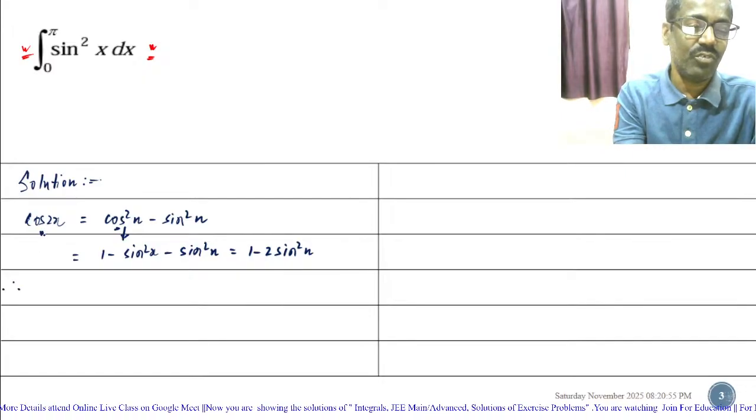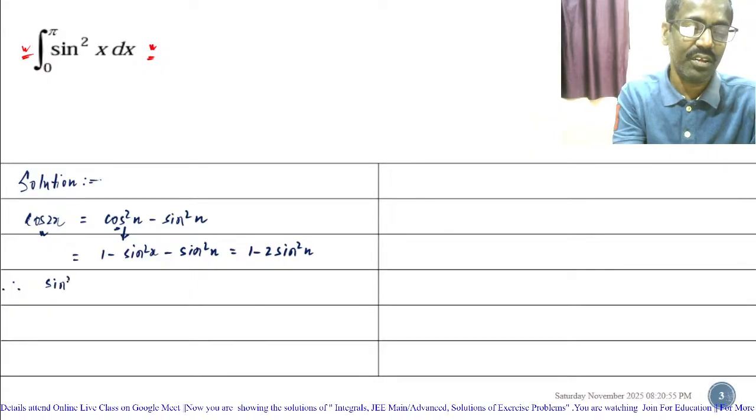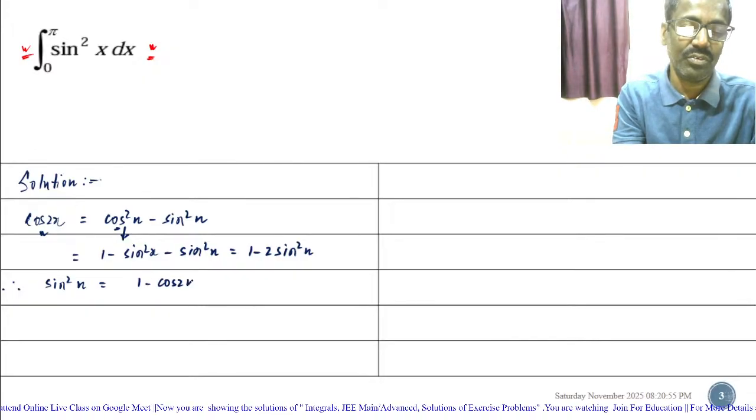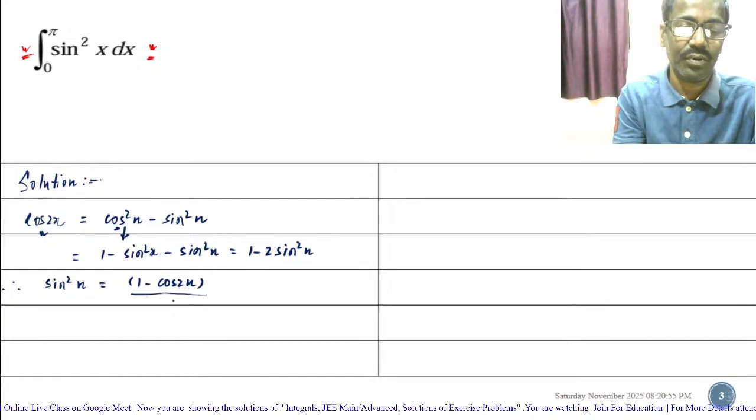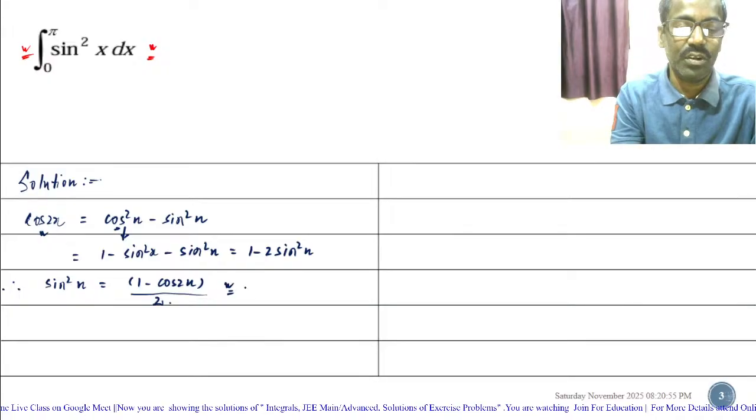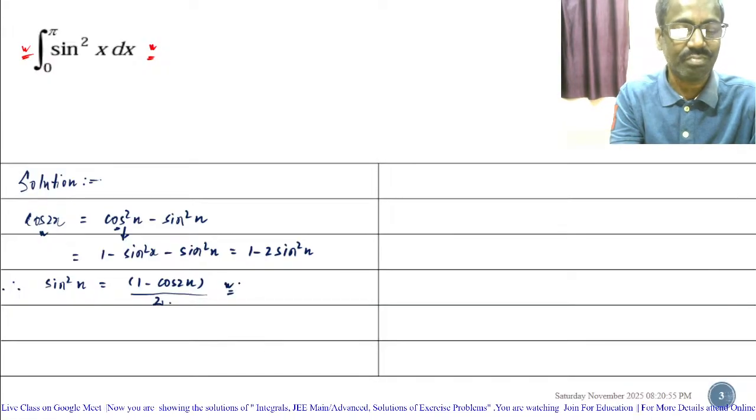Therefore, here will be what? Sin square x equals 1 minus cos 2x by 2. I hope there is no problem understanding up to this step.